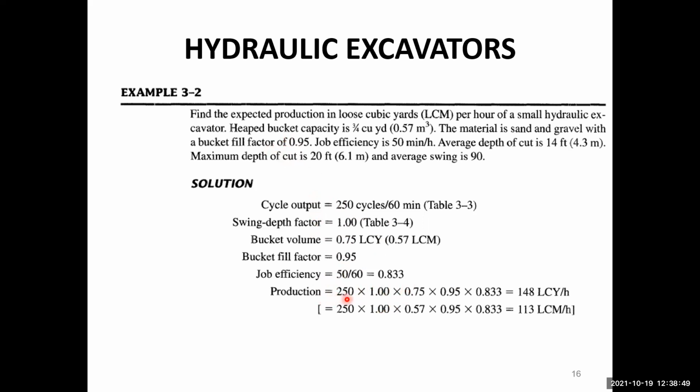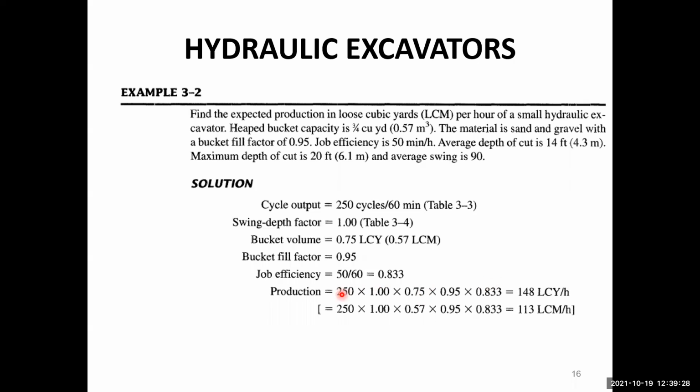Now the production will be C, S, V, but that V is the heaped volume. So we have to multiply it with the bucket fill factor to calculate the actual volume for the bucket. If it is 0.75, actually it will fill it like 0.95. And then multiply it by 0.833, which is the job efficiency.